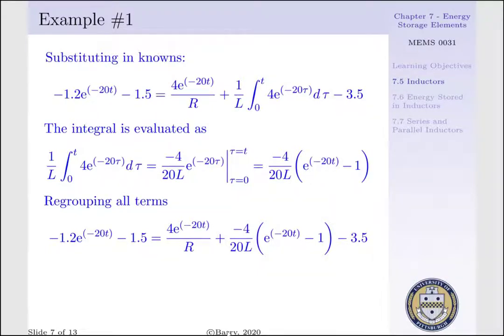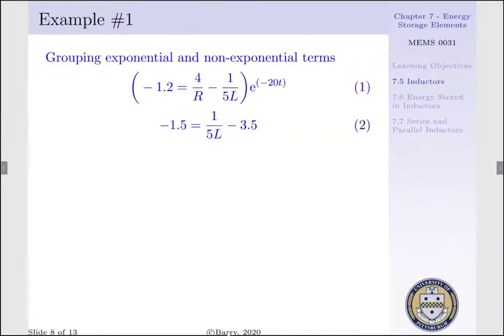To solve this, we have one equation and two unknowns. Thus, we're going to group our exponential and non-exponential terms. Our exponential terms have a time dependence. That is, as time tends to infinity, these terms reduce to 0, and our non-exponential terms are going to be constants. Thus, equation 1 has our exponential terms. -1.2 is equal to 4 per R minus 1 per 5L, all multiplied by e^(-20t).